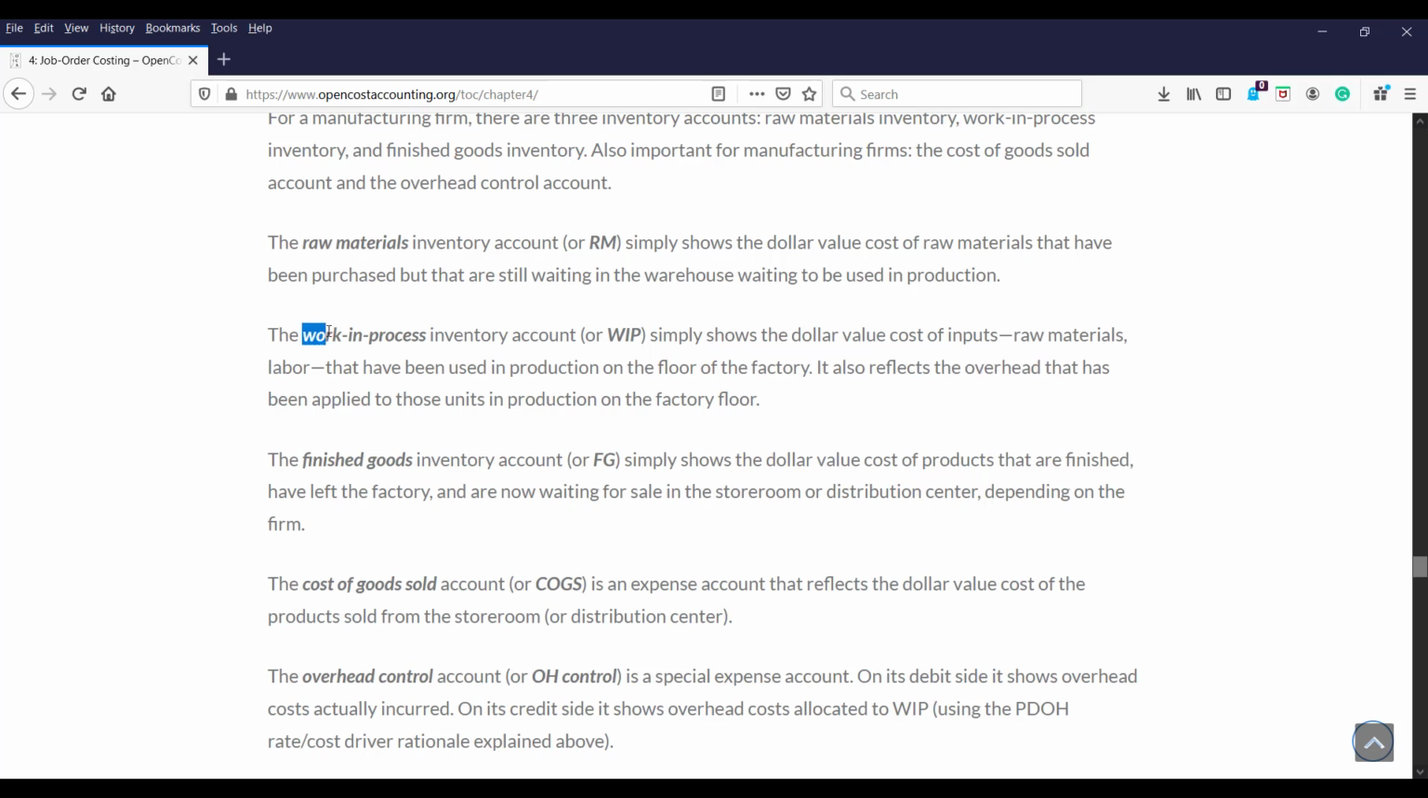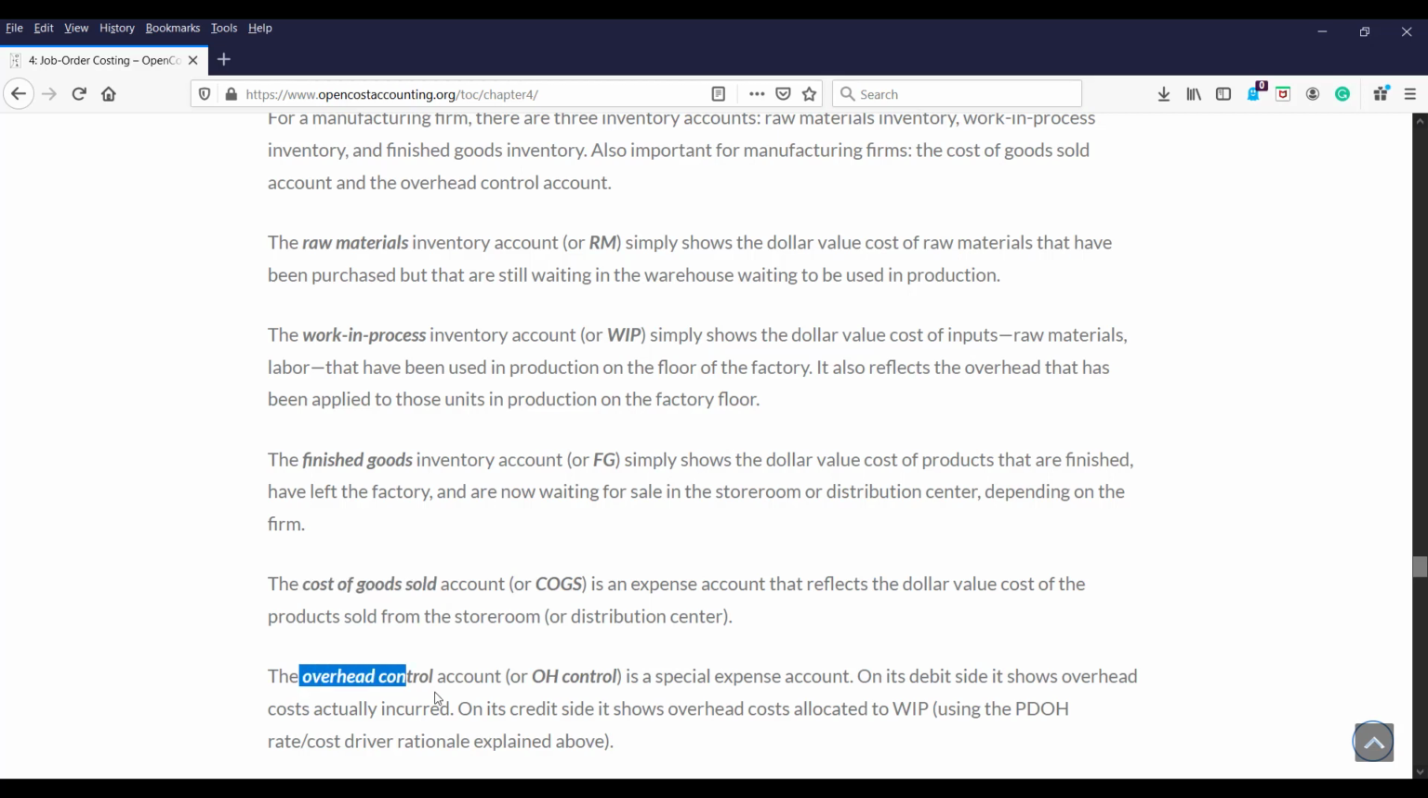Once they're done, I like to visualize it as them getting on another forklift or another truck and moving away from the factory to the showroom floor. They're finished goods, they're going to go on the showroom floor, and the dollar cost value of those goods that are on the showroom floor is shown in finished goods. Now, once they're sold, they go to the people's homes and they become sold. Cost of goods sold then needs to reflect their dollar cost value.